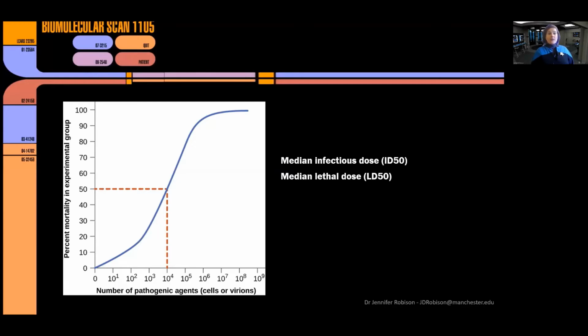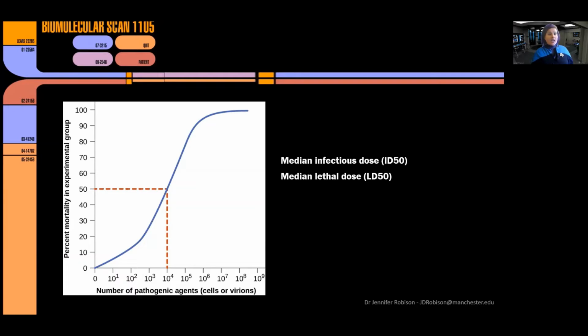This is the same for the median lethal dose. Half the number of people exposed to that dosage will die, half the number of people exposed to that dosage will not. You may have heard of LD50s from some other things such as environmental toxins. In this case, the example graph that you're looking at shows that it takes 10 to the 4 pathogenic agents for 50% mortality to occur.